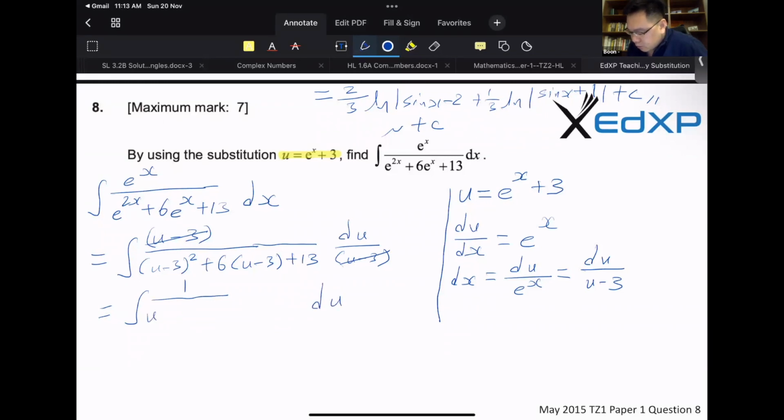We can actually start to expand the bottom, so we get u squared minus 6u plus 9 plus 6u minus 18 plus 13. Simplifying, we get 1 over... okay, so minus 6u plus 6u is gone. We have u squared plus 4, du. And immediately we should recognize that this integrates into an inverse trigo function.